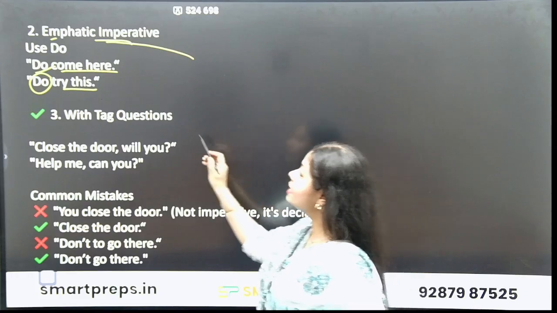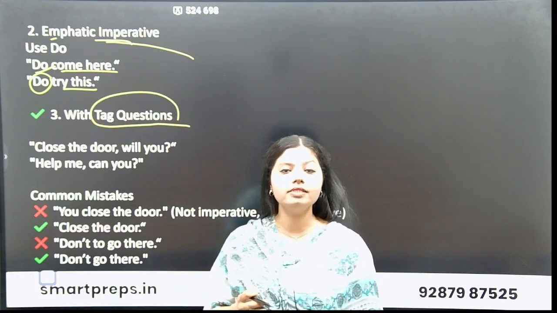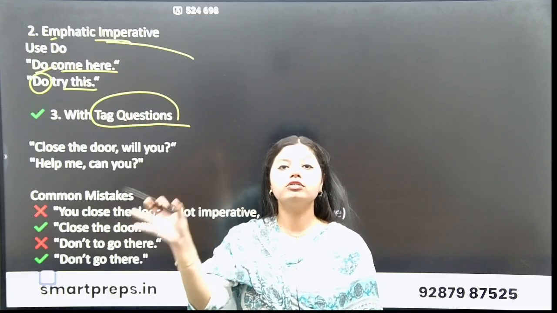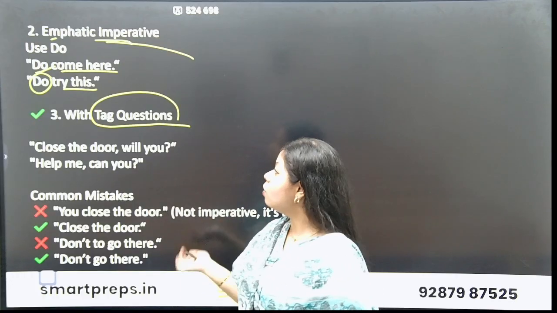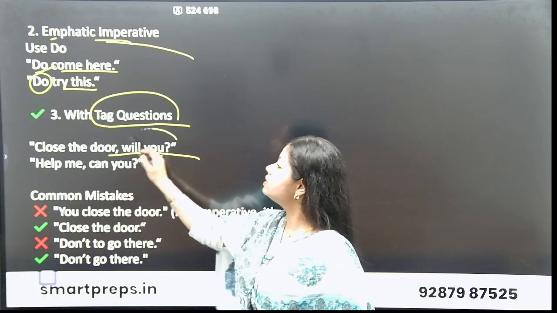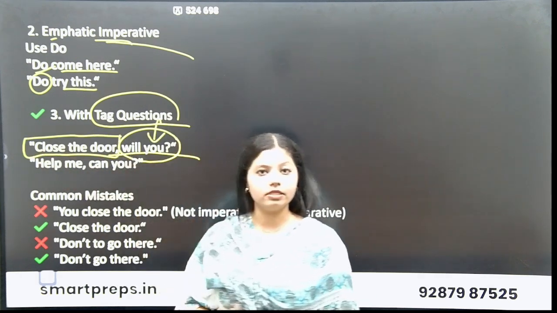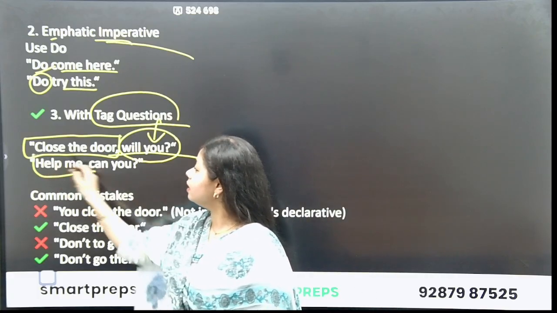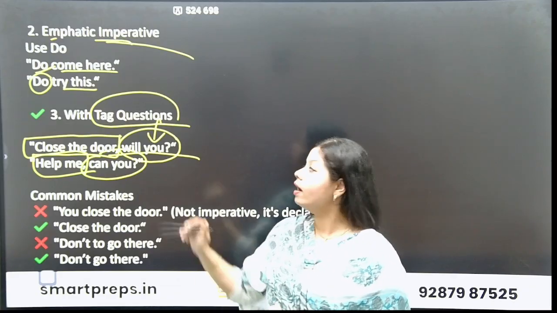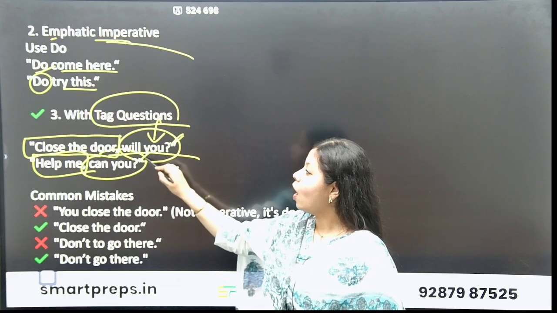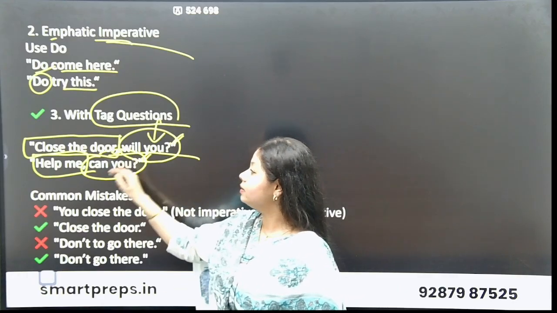Now, writing tag questions are also a part of imperative sentence. Whenever we are putting some tag questions, isn't it? Don't you? Close the door, will you? So I'm using a tag question here along with this imperative sentence. Now help me, can you? Question mark. Whenever we are using tag questions, definitely we'll be putting a question mark here. Also, we will be separating the tag question from the imperative sentence with a comma.